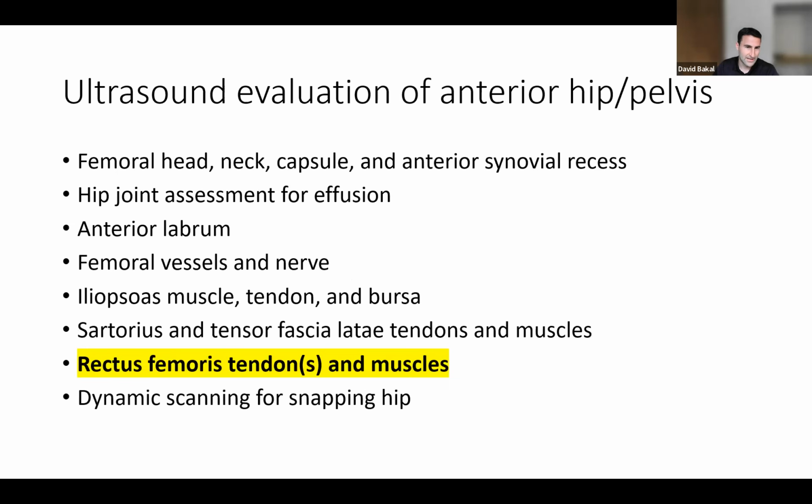So when someone comes in and we're thinking about doing an ultrasound and they have that anterior hip pain, there is this whole checklist from the AMSSM website. We're really going to be focusing today on the rectus femoris tendon and muscle, what they should look like normally, and what some common pathologies are that can happen in that area that you should be thinking about. It's a fairly in-depth topic, and that's why we're focusing on this.